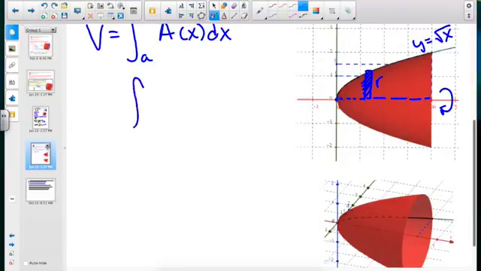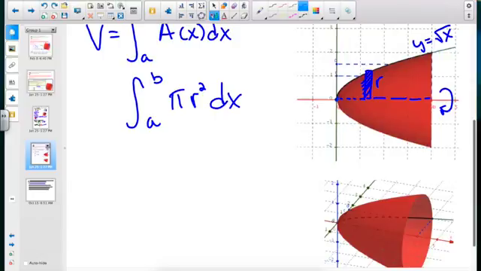So we know that this is pi r squared. It's always going to be pi r squared. We're always going to make a circle here. But what is my radius? How much is it? Well, right here it's 1. How much is the radius here? How much is the radius here? 2. The radius is following what pattern?